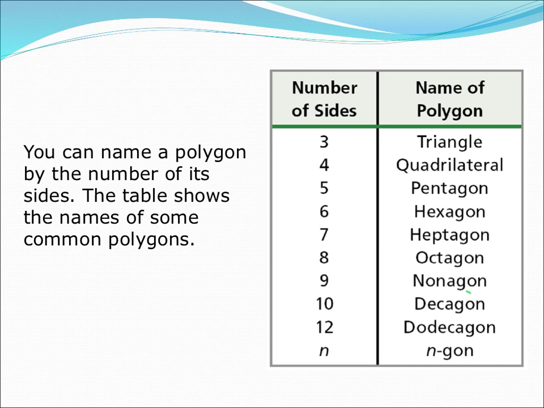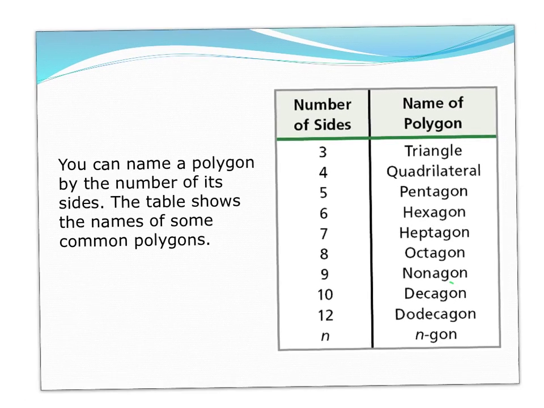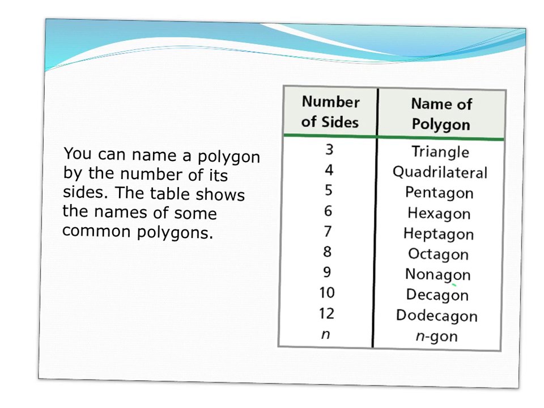Okay, quick refresher on the names of the polygons. 3 sides, triangle; 4, quadrilateral; 5, pentagon; 6, hexagon; 7, heptagon; 8, octagon; 9, nonagon; 10, decagon; and 12, dodecagon. Anything else is just an n-gon, which means if it has 23 sides, we call it a 23-gon. I don't know why 11 got left out. Poor little 11 doesn't have a special name. You would call it an 11-gon.